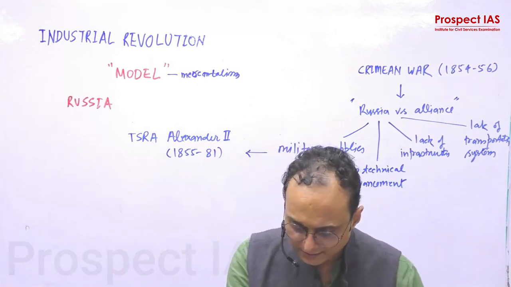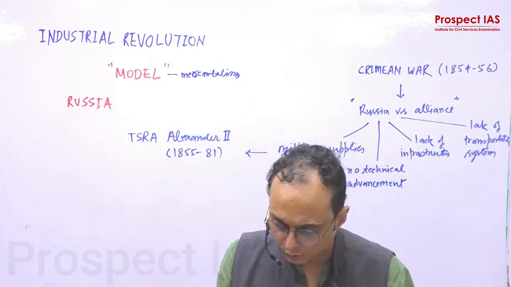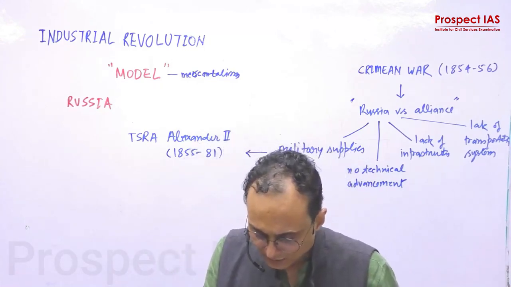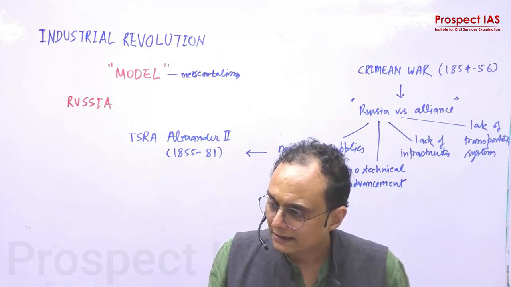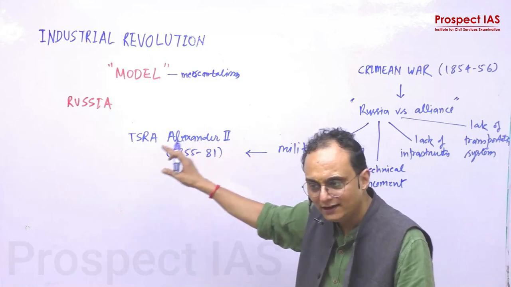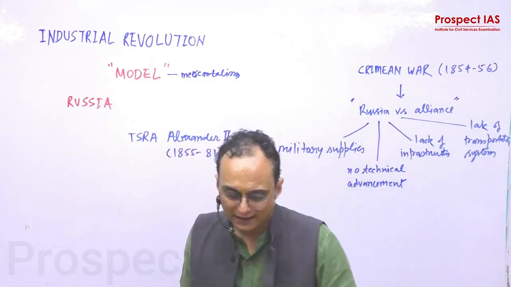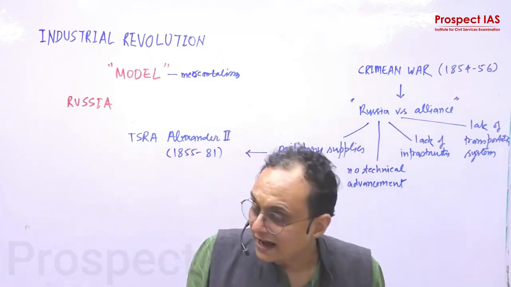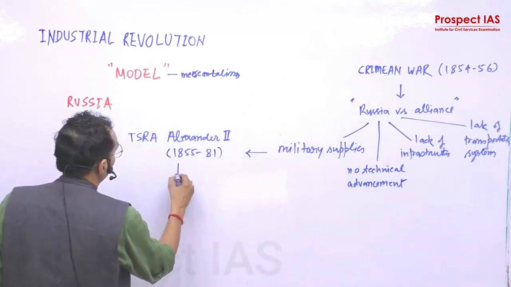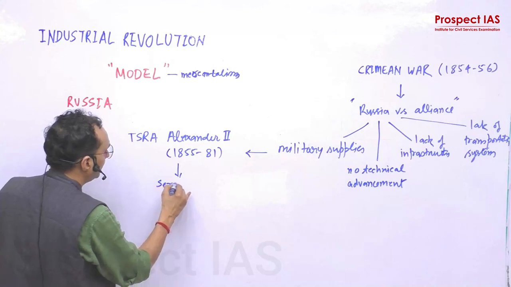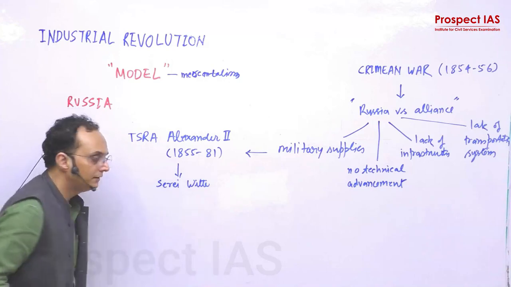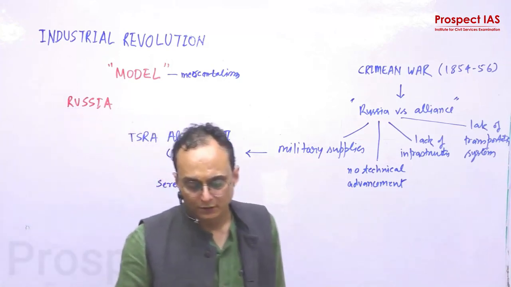And there was another person who contributed immensely. He was a mathematician, and Tsar Alexander II invited him to lead these reforms. The name of the person is Sergei Witte.